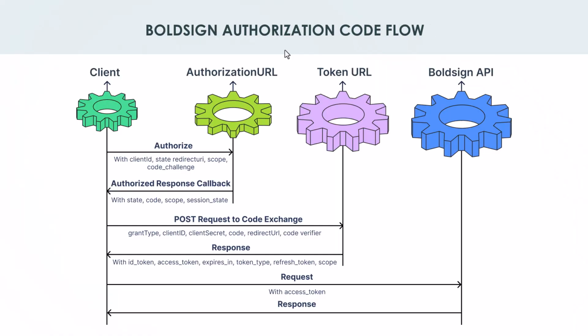Let me demonstrate how the authorization code flow works. When users log in, they're redirected to the authorization URL with parameters like client ID, state, redirect URI, scope, and code challenge. The BoldSign login page appears first where you log in. After logging in, the consent page is displayed to review and grant permissions. Then you are redirected back to the provided redirect URI with the authorization code, scope, and state.